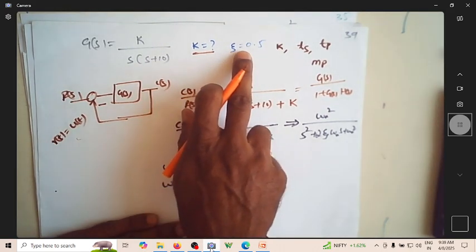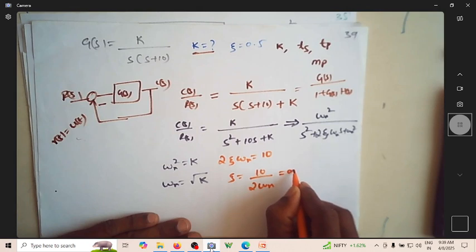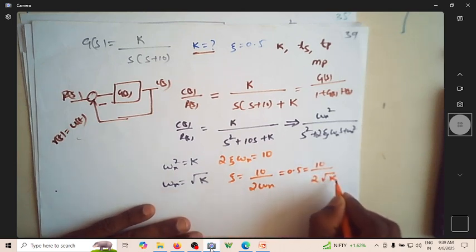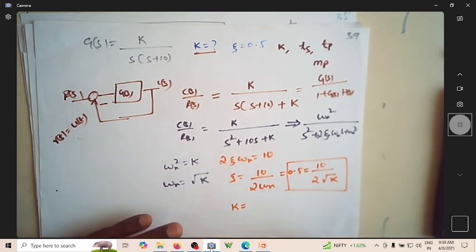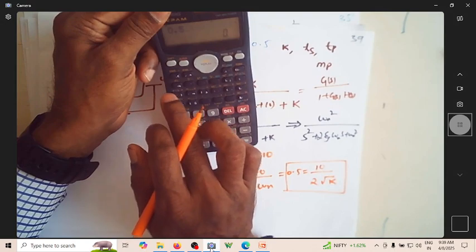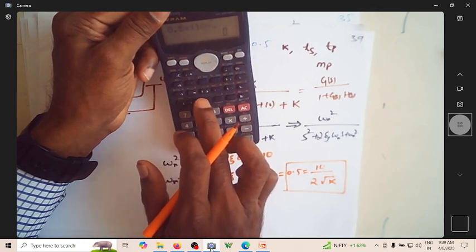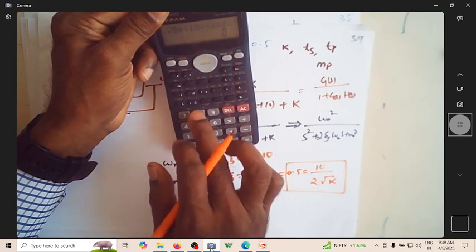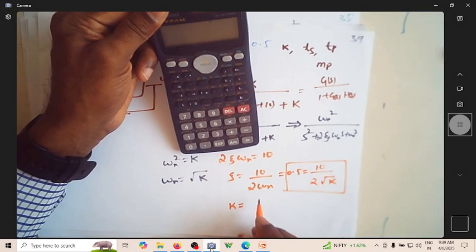So the question is, we are asked to find the value of K with zeta equal to 0.5. So can I now write this as 0.5 is equal to 10 by 2 into root of K. So solve this to get the value of K. So what is K now? Solving, I get the value of K as 100.